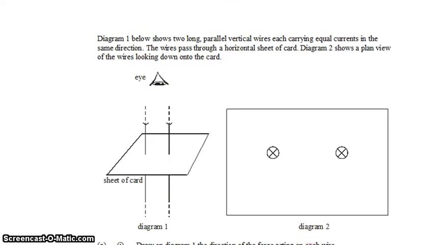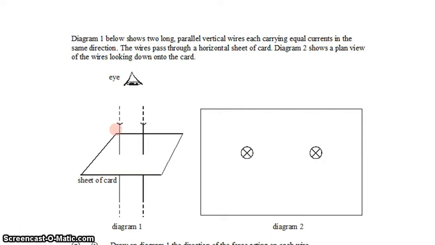So in this question, what we have is a card with two wires poking through the card perpendicularly. So there's a little right angle there, and there's a little right angle there. There's a current in each wire, and the current is downwards in each wire. We're looking down on the surface of the card. This is the same situation, but in a two-dimensional view.